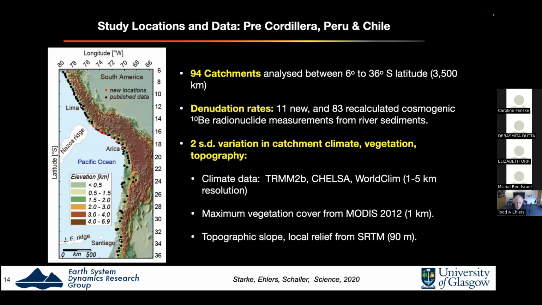So we used existing data, recalculated what the production rates would be so everything was handled consistently, and then went through the exercise of comparing those catchment average denudation rates as a function of the vegetation cover in those catchments, the climate data in terms of temperature and precipitation, and also different topographic metrics relevant to each catchment.